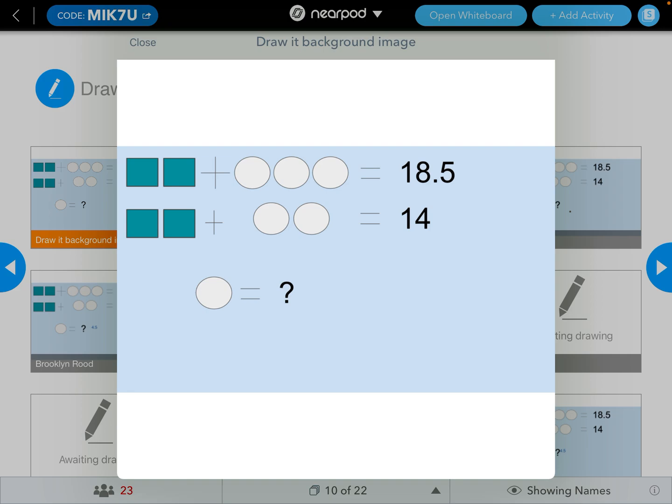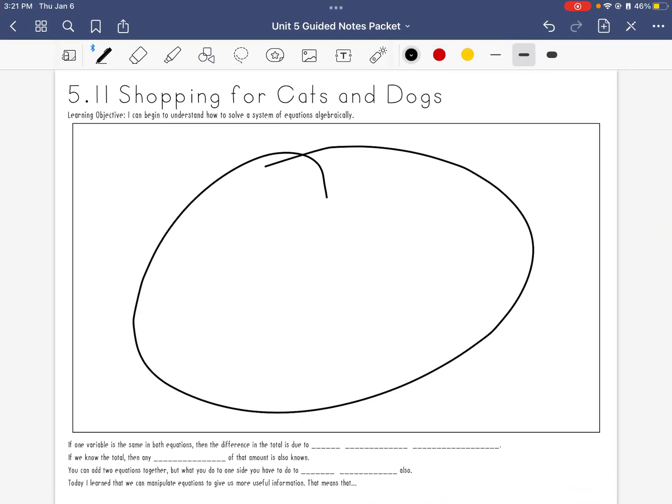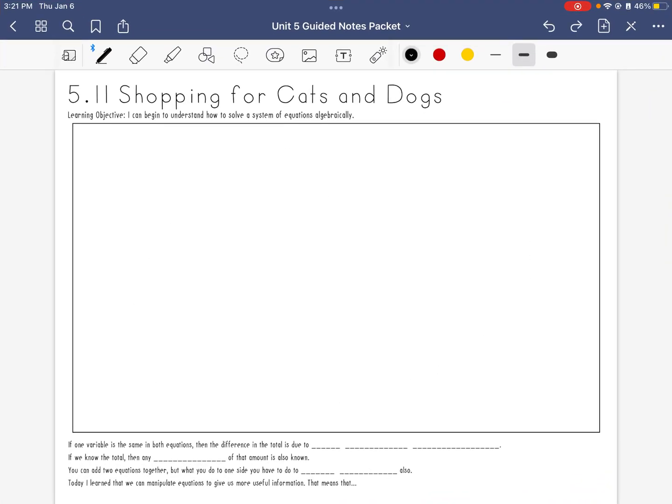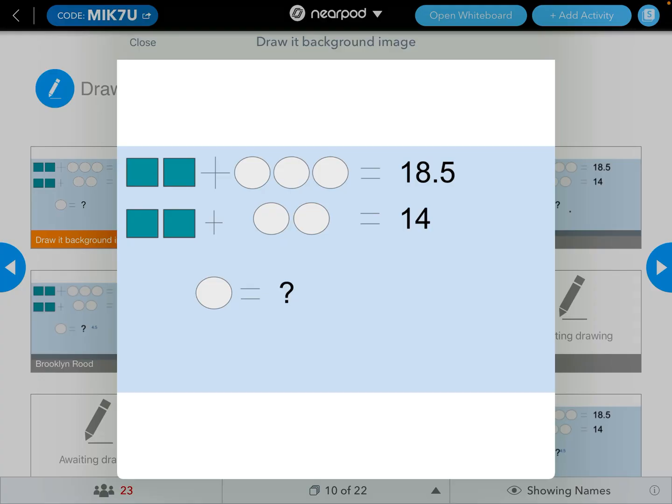So the notes for 5.11, I do want to show this to you. This is just workspace for you guys to show your thinking and to jot stuff down that you need for the Nearpod. The Nearpod is really where everything is. The notes are just there for you to be able to write something down and work things out in your brain. So the first one I showed everybody in class was this, and I asked them, what do you notice? What do you see? What's different about these two things? What's similar about these two things?